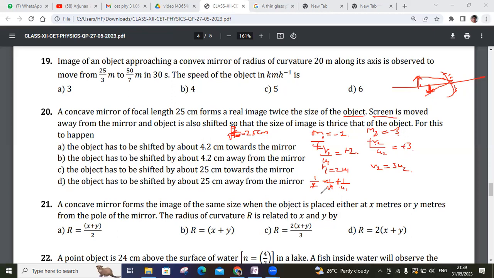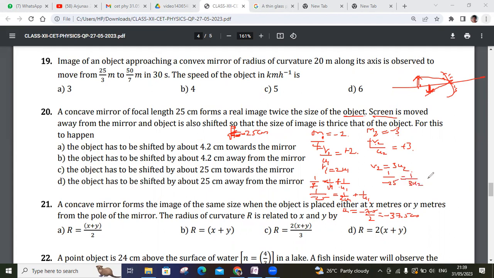So f is minus 25, 1 by minus 25, and 1 by v1 is 1 by 2u1, correct? Plus 1 by u1. So from here you will get u1. 1 by 2 plus 1 is 3 by 2, so 3 by 2u1. So u1 will be 75 by 2, so u1 you will get as minus 75 by 2, which is minus 37.5 centimeter.